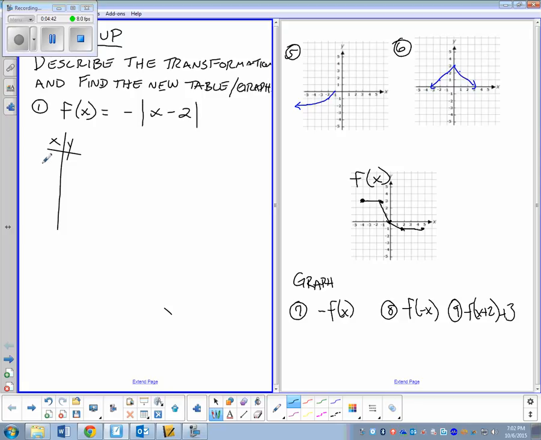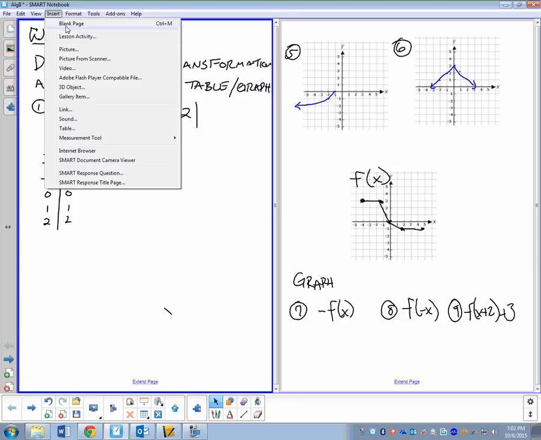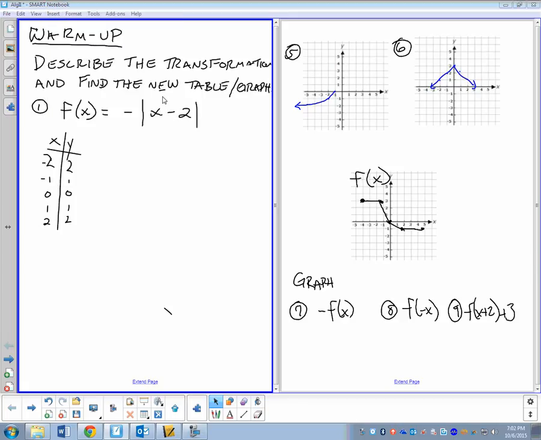So from your function families worksheet, you should know that your table for an absolute value function should have x values -2, -1, 0, 1, 2, and the y values should be 2, 1, 0, 1, and 2. That's going to allow you to make a graph of your regular absolute value function. So if I graph those points, insert a picture, drag it down here.